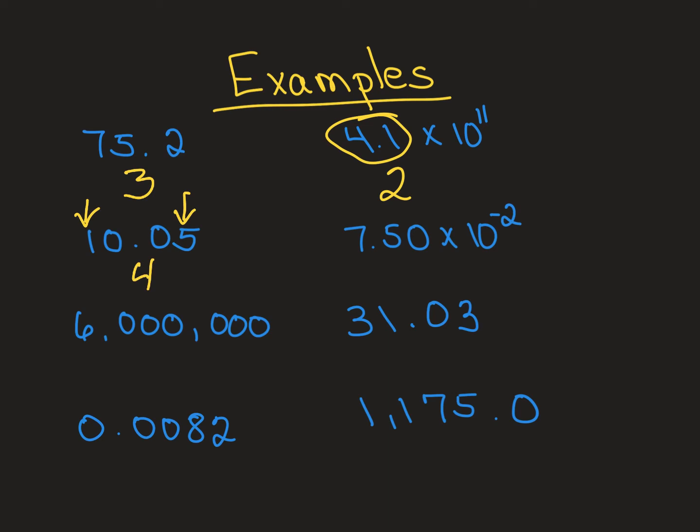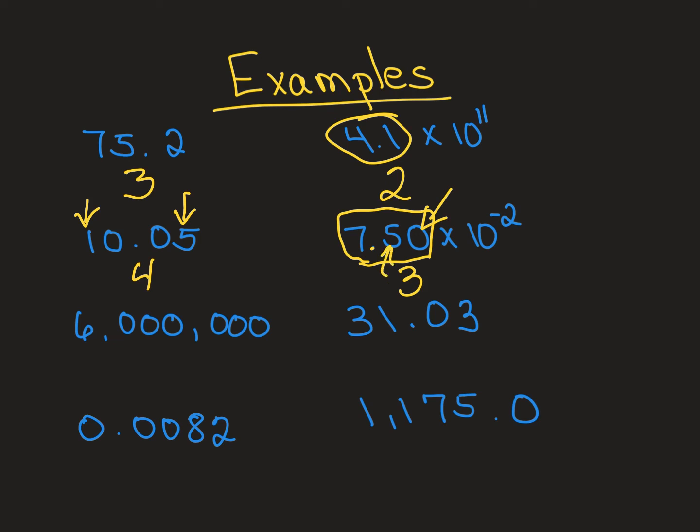Coming over here to 7.50 times 10 to the negative 2. So we're just looking at this number right here. And that number has three significant figures. I count this 0 because it meets two requirements, or is what I like to say. It's after a decimal point and it's after a non-zero number.